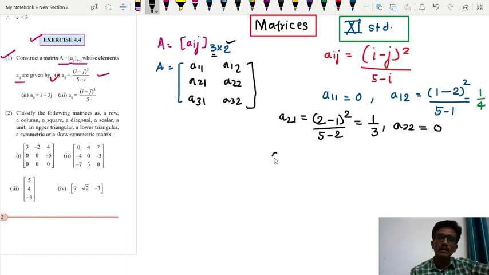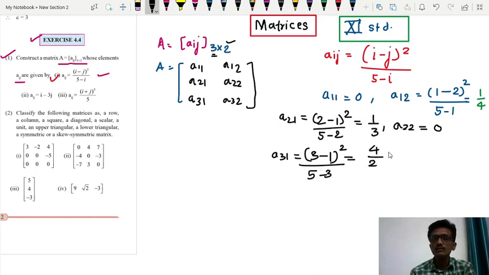Then A31. Here i is equal to 3 and j is equal to 1. So it is 3 minus 1 whole square, which is 2 square, that is 4, and 5 minus 3 gives 2. We cancel and it is 2. So A31 is 2.